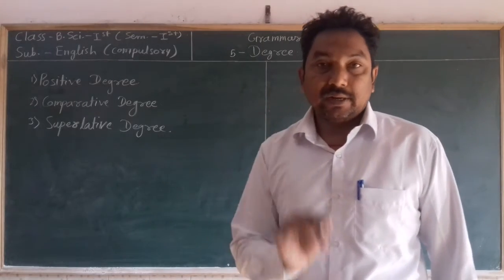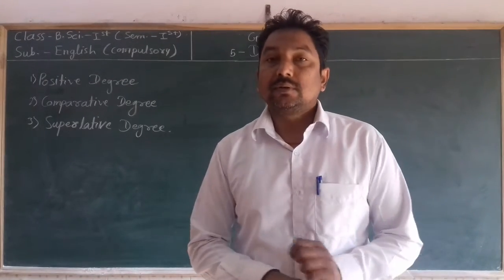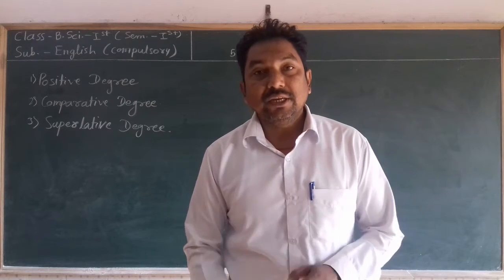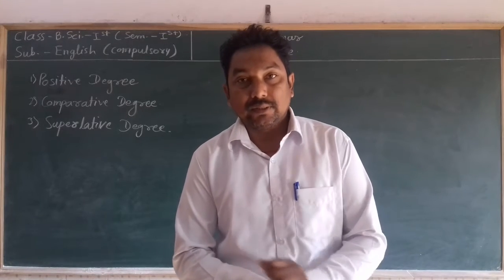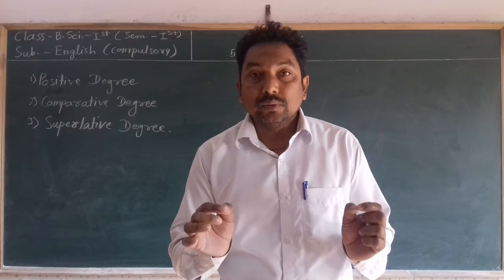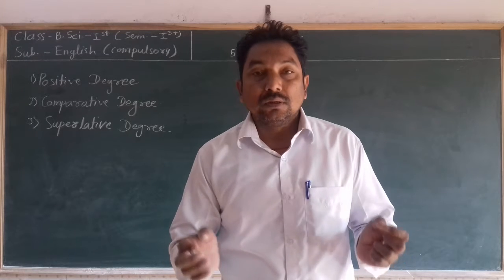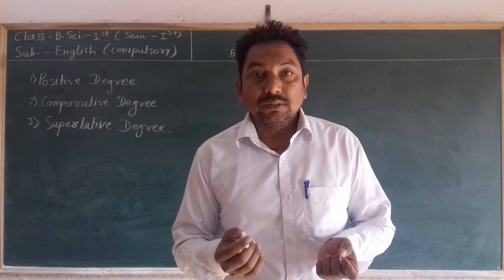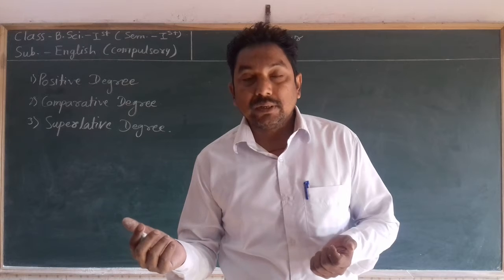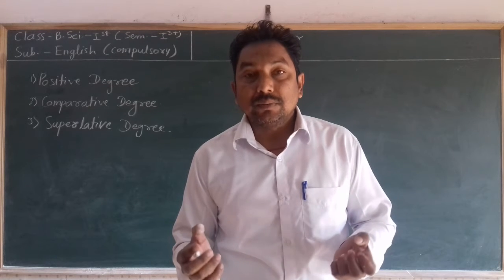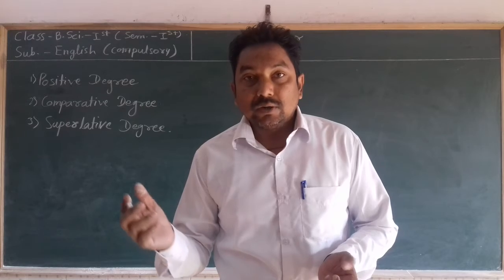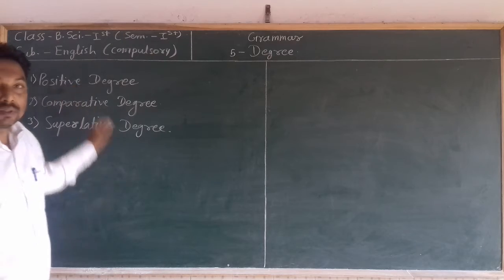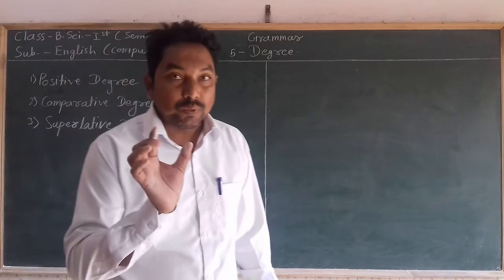All these three different kinds of sentences we can interchange within each other. So how can we do that? Particularly, we need to know what kind of sentence should be a positive sentence or positive degree, what kind of sentence should be a comparative sentence or comparative degree, what kind of sentence must be a superlative degree or superlative sentence. In positive degree, there is an adjective word.